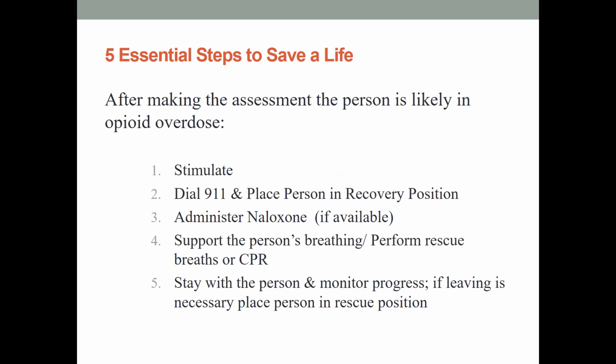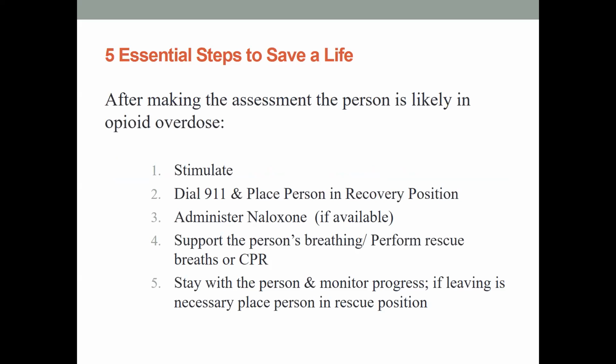Okay, so the 5 steps. First, we're going to stimulate the person. If you think back to that video that you just watched, where the woman comes in and she rubs her knuckles into the person's sternum. She's doing that very aggressively, enough so that it hurts. And if that's not waking somebody up, then the chances are they're in an opiate overdose.